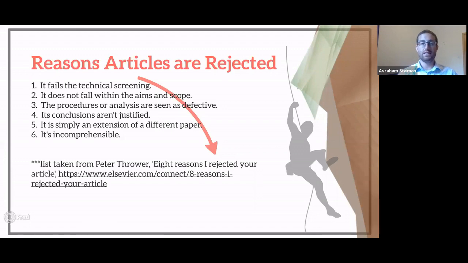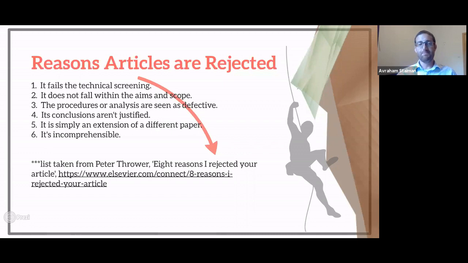The second issue is that it doesn't fall within the aims and scope of the journal. And this is probably something every scholar at one point in their career has experienced: receiving a rejection letter or a revise and resubmit letter saying something along the lines of, thank you for your submission, but it's not necessarily appropriate for our journal. So how do we avoid that?